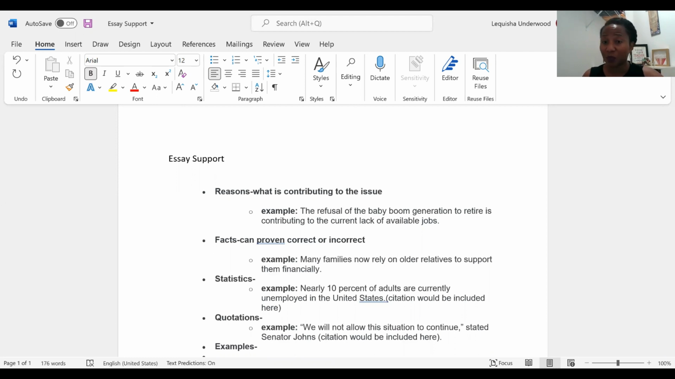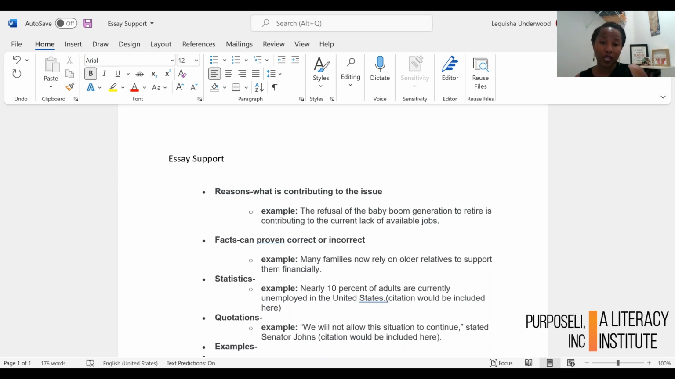One example would be, many families now rely on older relatives to support them financially. This is something we could research. I'm sure there are lots of studies about who pays for what in what families. And if that tends to be older relatives supporting their younger offspring or children or grandchildren, then we can prove if that statement is correct. It supports the idea of why boomers are maybe not leaving the workforce.